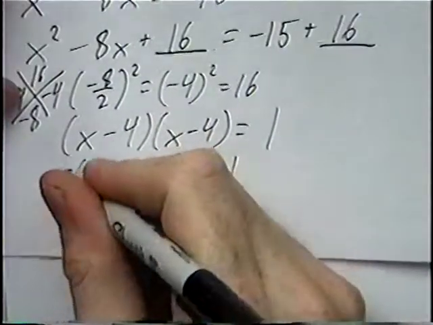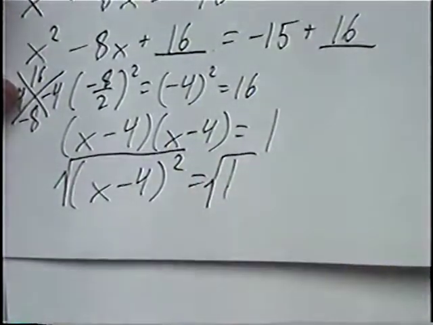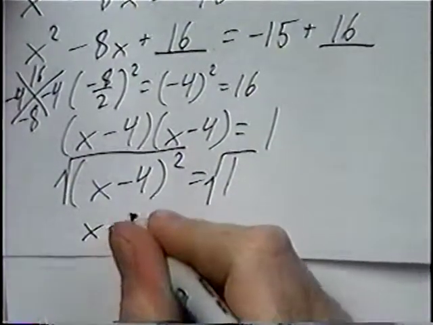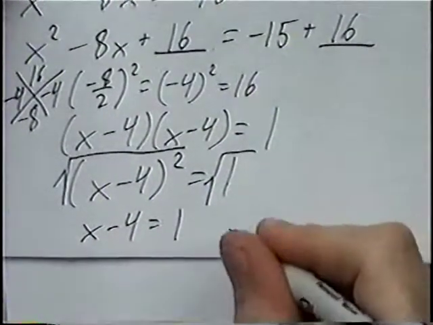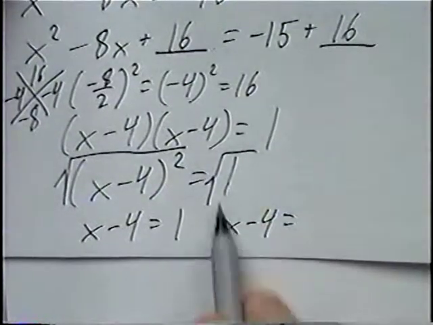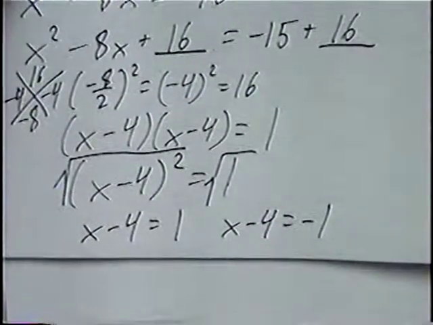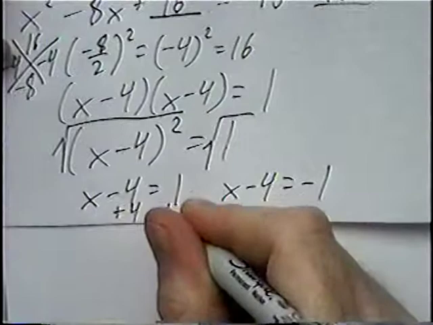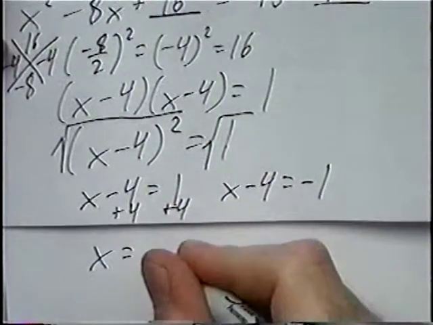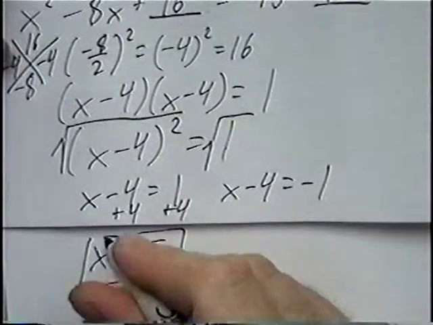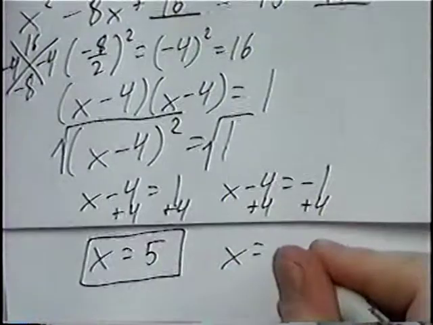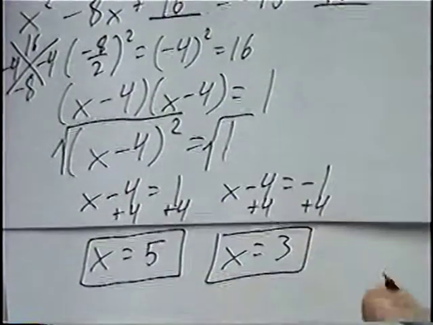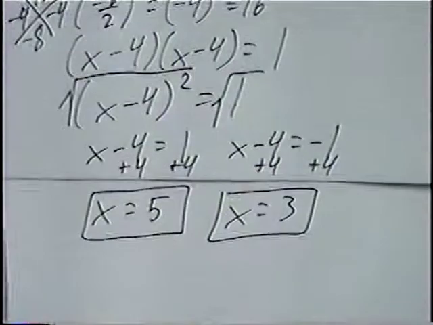From here we can take the square root on both sides. We're left with x minus 4 equals the square root of 1, which is 1, and also x minus 4 equals negative 1. Solving each of these, we add 4 on both sides. The first answer is x equals 5, and the second, adding 4 on both sides, is x equals 3. So two answers: x equals 5 and x equals 3.